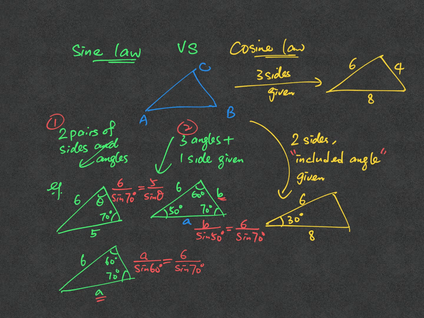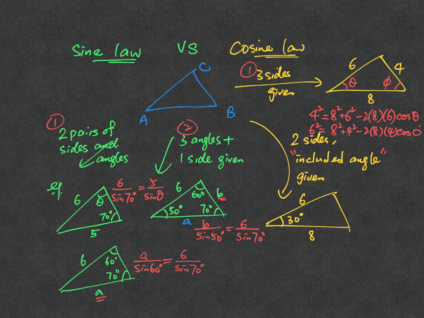While in yellow, we are talking about the situation which applies cosine law. The first case will be 3 sides given, for example, like 6, 4, and 8 given in the picture. The question should ask you to find the angle, for example, the one I call theta here. So in this case, you write down, okay, 4 squared will be 8 squared plus 6 squared minus 2 times 8 times 6 cosine theta, and you can find it. Or maybe you are asked to find another angle, for example, pi, which is facing 6. So in this case, you have 6 squared will be 8 squared plus 4 squared minus 2 times 8 times 4 times cosine pi. So this is a question about cosine law.